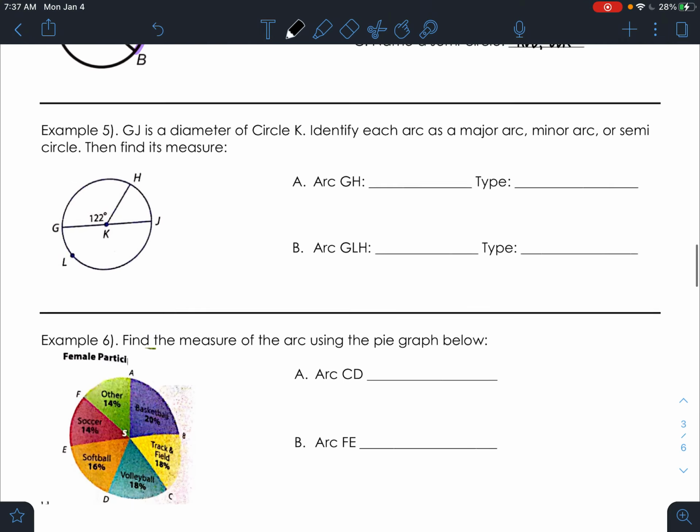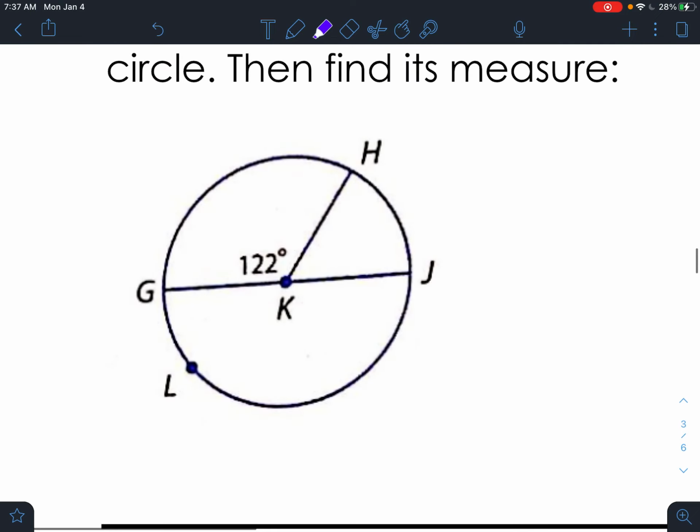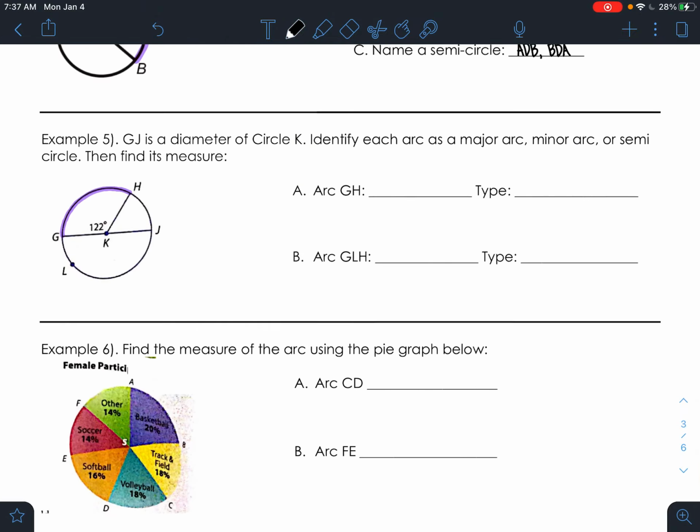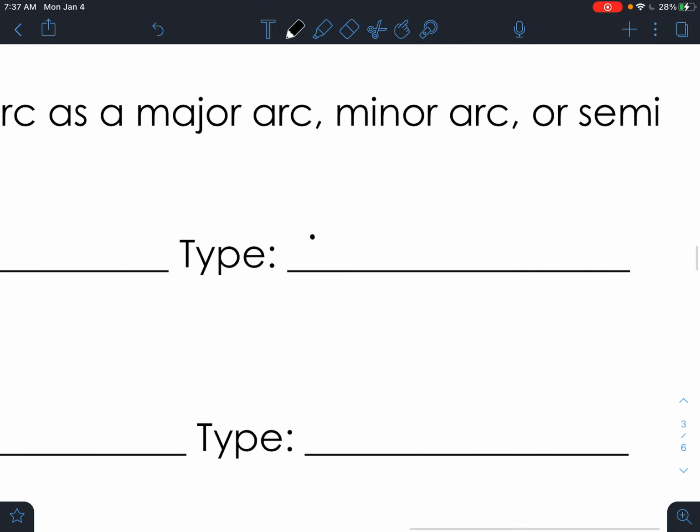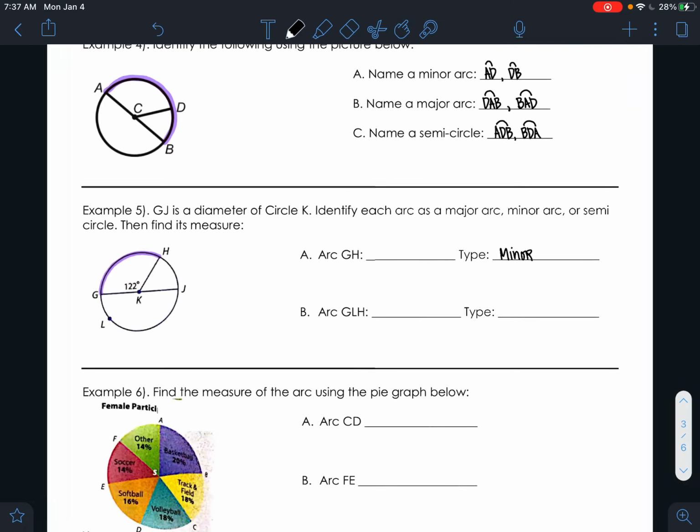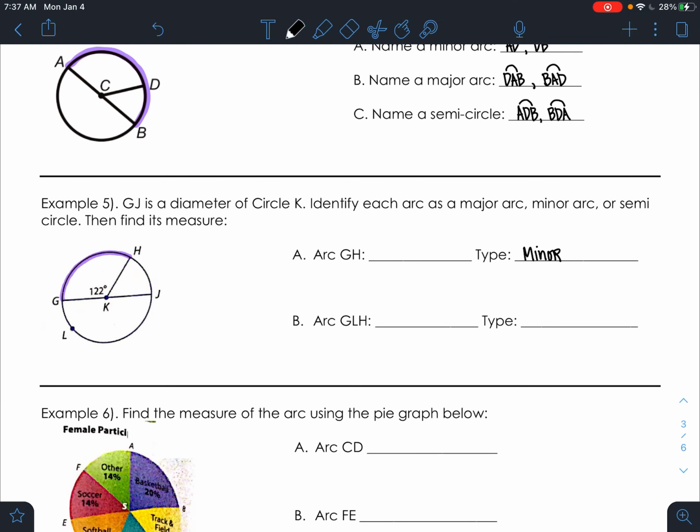Okay. So example 5 now says GJ is a diameter of circle K. Identify each arc as a major arc, minor arc, or semicircle, then find its measure. All right, so let's go ahead and look at GH. So if we look at GH right here, okay, we have to first identify if it's a major arc or minor arc. And that's going to be a minor arc because it's going to measure less than 180 degrees. But now we have to figure out how much it actually measures.